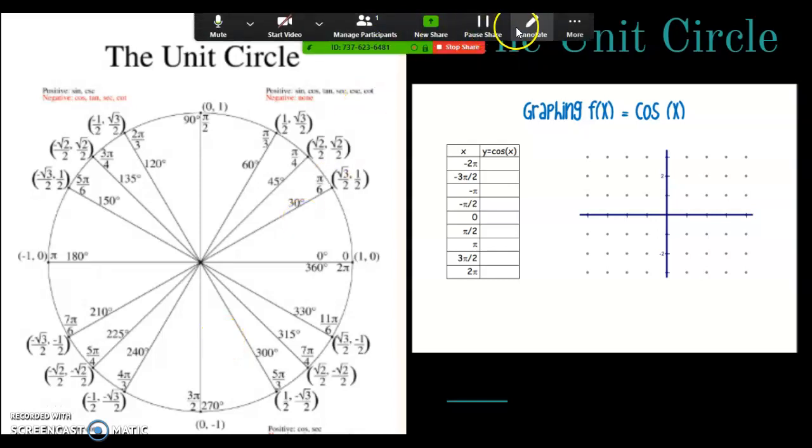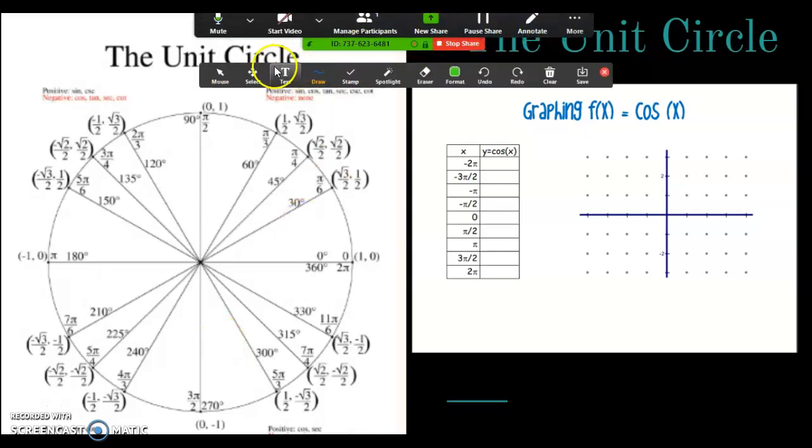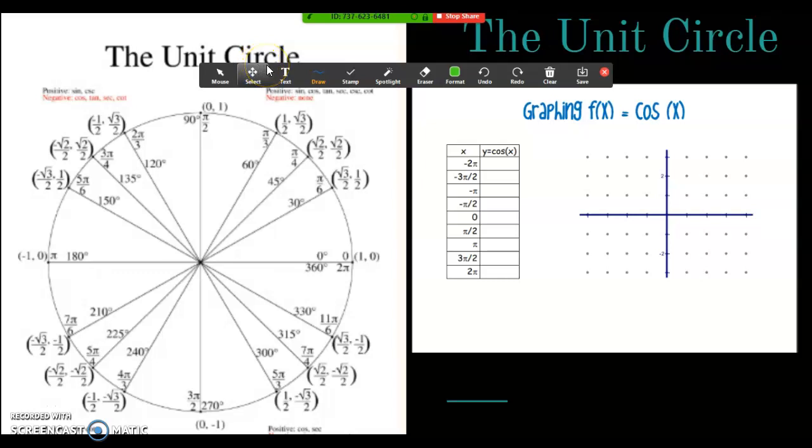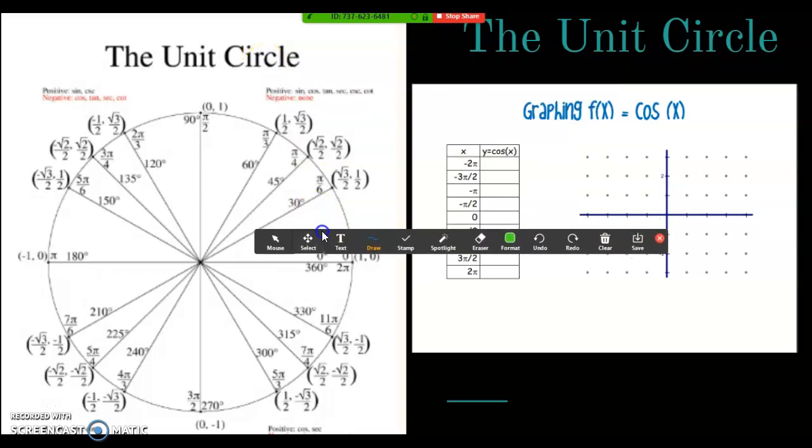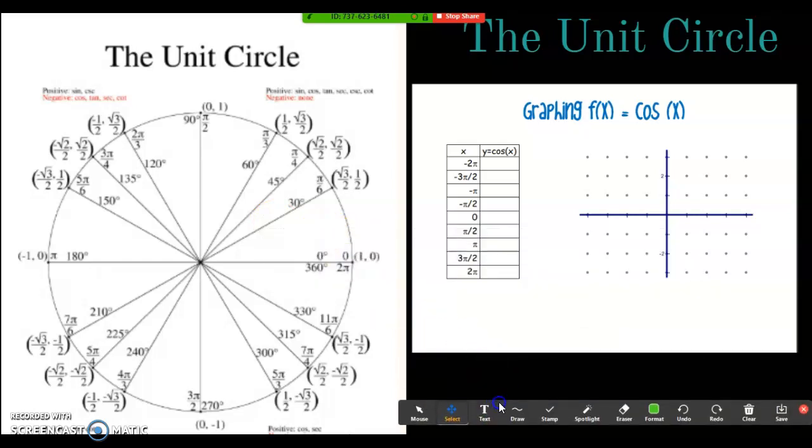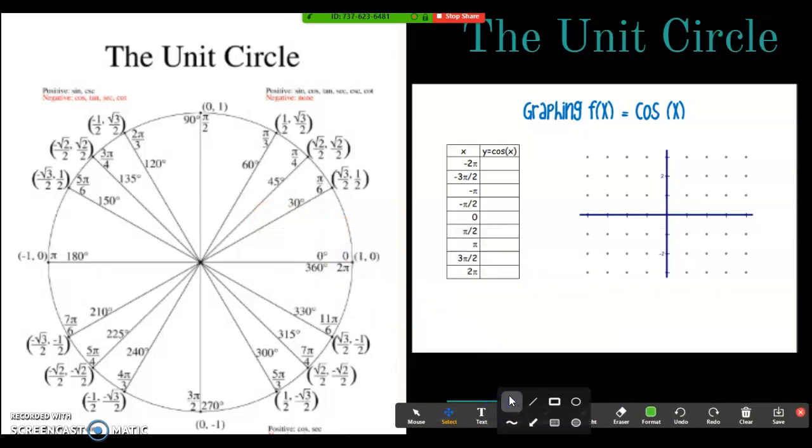Okay, so now we're going to do the same thing, but this time we are going to focus on graphing cosine of x. So we're going to look at all of the x values around the unit circle at each angle. Remember, our x values are our cosine values. So I will go to any angle, and now I'm going to just look at the x instead of the y because we're talking about cosine. Here we go. I'll start on the positive side.